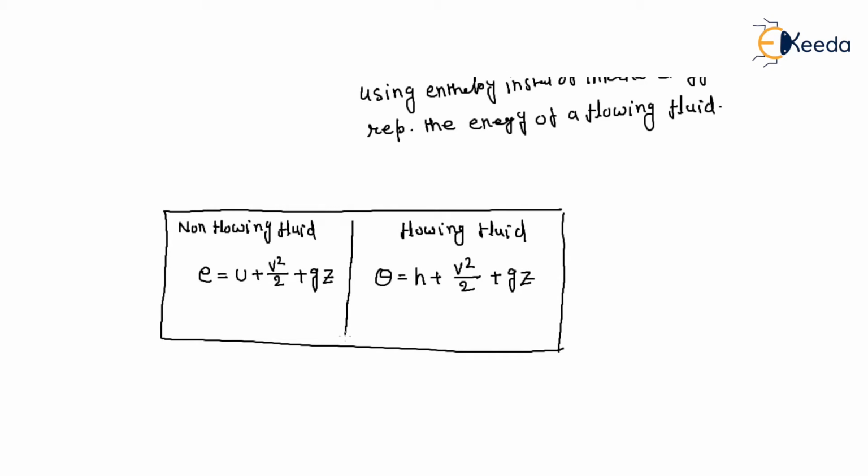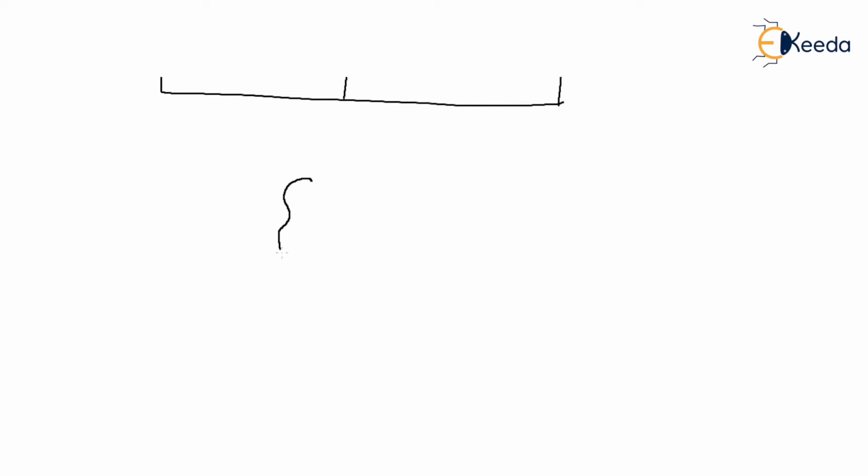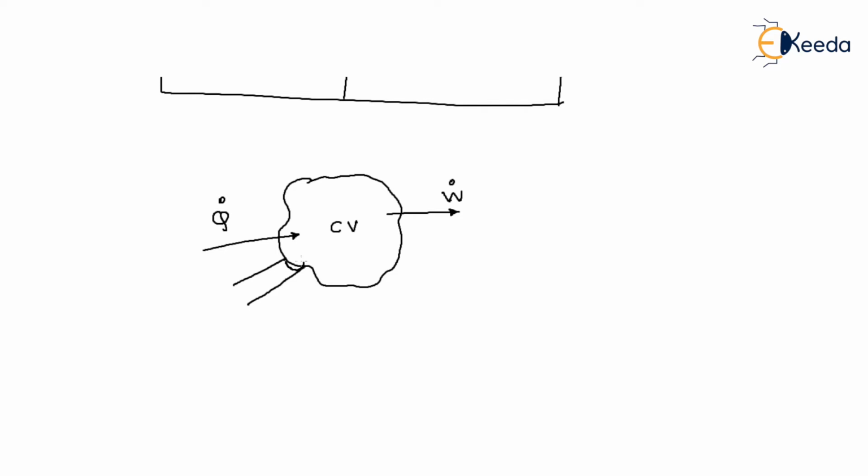This is the energy associated with the system of a flowing and non-flowing fluid. Now see, if this is our closed system, open system, control volume system, and there is heat in on a per unit time basis and work out from the system. If there is a control volume, there is a channel here, and this is the control volume. This is in, and this is your out.